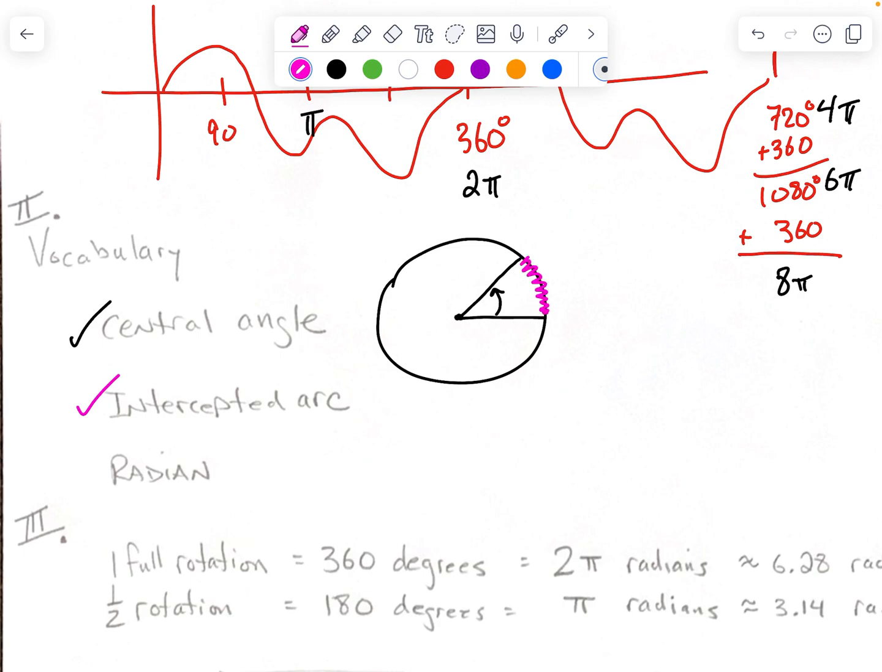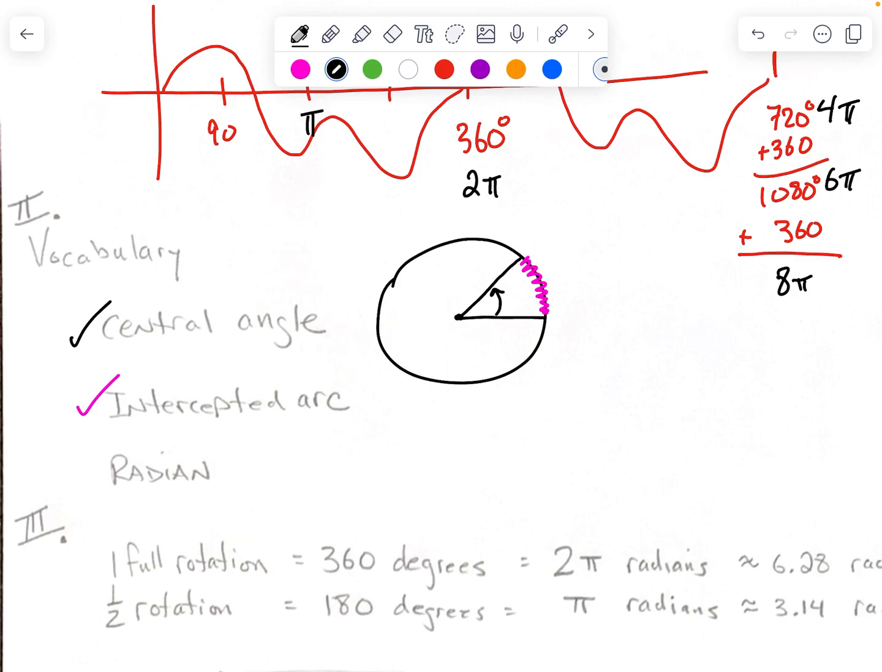is the part of the circle, kind of like a line segment, but it's a curve. That's the part of the circle described by the central angle. And that's just going to be a length. Sometimes measured in inches or centimeters or whatever unit we might use. That would be a length, not an angle. So the intercepted arc would be a length.